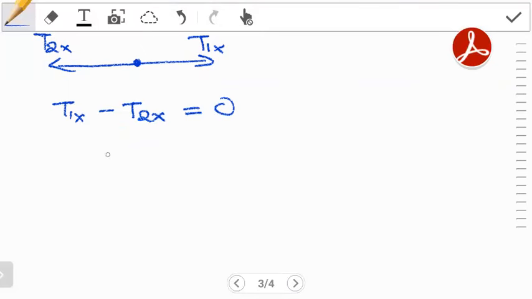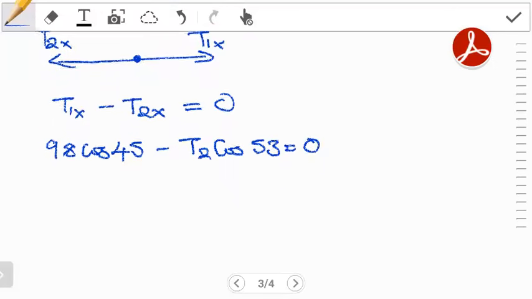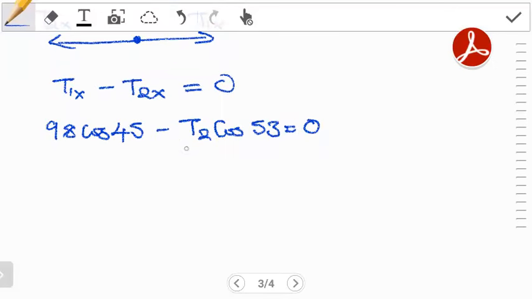So for T1x, you guys can just check through. We had 98 cos 45 for T1x minus T2x. For T2x, what we had was T2 cos 53 is equal to zero. So from here, we just have to make T2 the subject of the formula, so we can make this cross the other side. So now we have this, and then the negative becomes a positive.